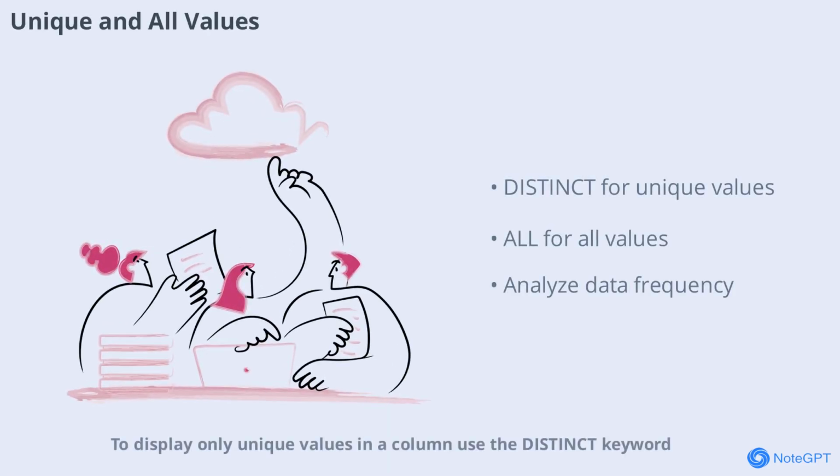To display only unique values in a column, use the DISTINCT keyword, like SELECT DISTINCT designation FROM emp. If you want to show all values including duplicates, use the ALL keyword: SELECT ALL designation FROM emp. These commands help you analyze your data for uniqueness or frequency of values.